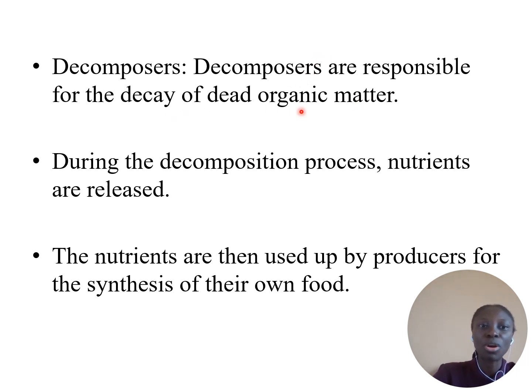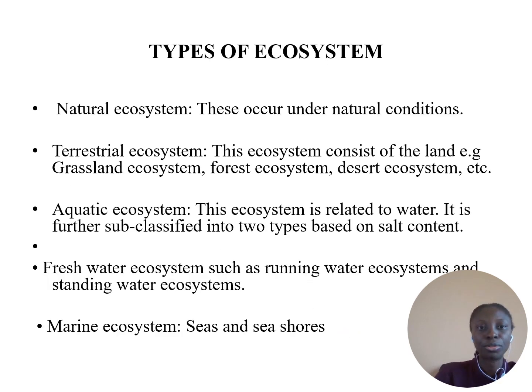Decomposers are responsible for the decay of dead organic matter. Examples of decomposers are bacteria, fungi, and other microorganisms. What they do is ensure that the organism, whether plants or animals, gets decayed, and then from that nutrients are released in the form of organic compounds. The nutrients are also used by producers for synthesis of their food.